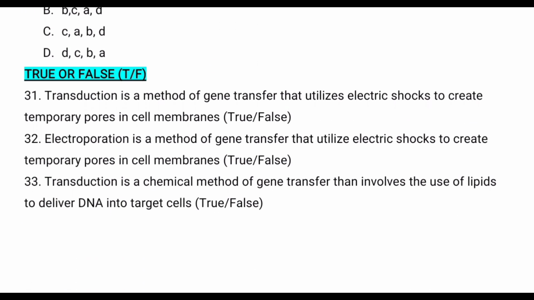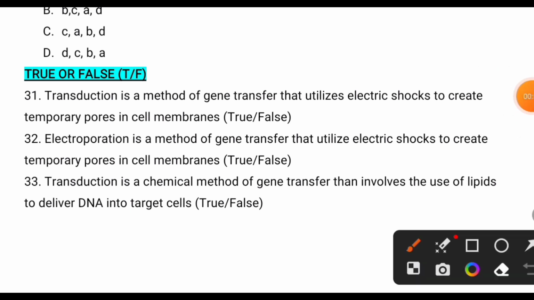They belong to the true or false category. Let's see the questions one by one. Transduction is a method of gene transfer that utilizes electric shocks to create temporary pores in the cell membrane. So this is wrong. You have to write false here. Let's see the next. Transduction is a gene transfer method that utilizes viral bacteriophages to transfer the genes.